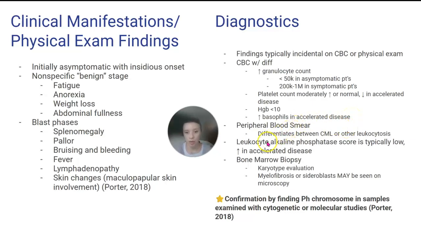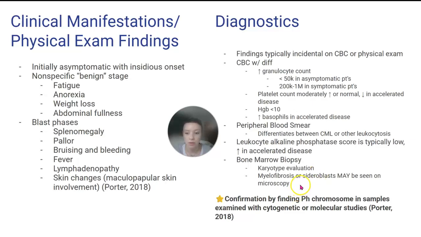Also, we're going to do a peripheral blood smear that's going to differentiate CML from other forms of leukocytosis. There's also a blood draw known as the leukocyte alkaline phosphatase score. It's going to be typically low in CML, but it can be elevated in accelerated disease process. Then we have our bone marrow biopsy. We're looking at the karyotype evaluation.